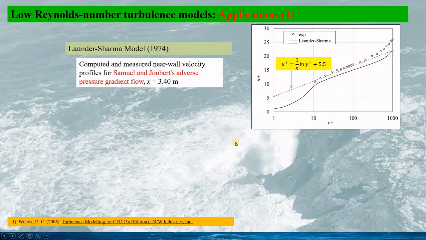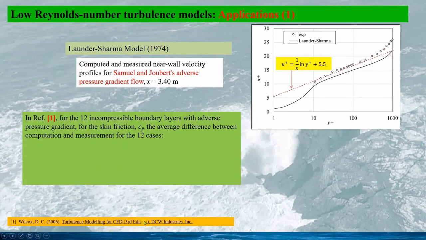So in this slide, an application for the low Reynolds number turbulence model. The test case is the Samuel and Joubert adverse pressure gradient flow. From this figure, we can see the experimental data is quite close to the theoretical formulation given by this, but the Launder-Sharma model gives the result a little bit far away from the experimental data. Obviously, the Launder-Sharma model can't predict the constant.